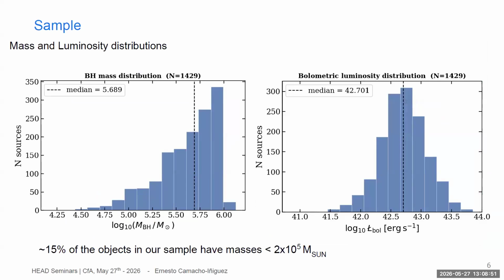So here I'm presenting the black hole mass distribution and the volumetric luminosity distribution as well. So you can see that, as expected, the majority of our objects have larger masses, but it has to be noted that around 15% of our objects have masses lower than 2 × 10⁵, which is the arbitrary limit that people have set so far. I don't care about it too much because I think that all of our sample is important in itself because it's a poorly studied mass regime in black holes.